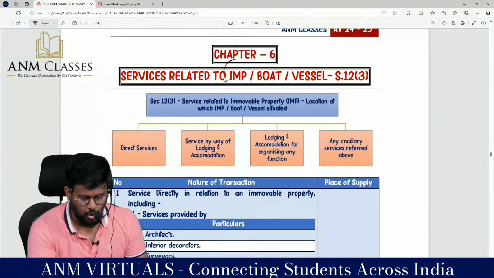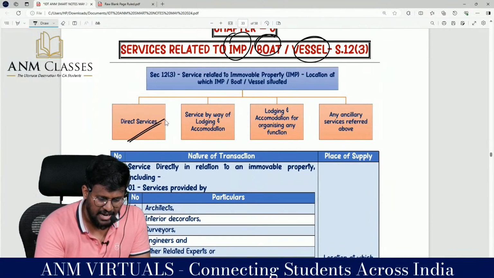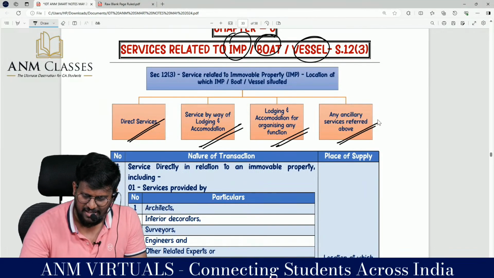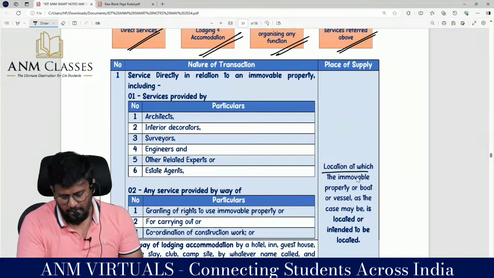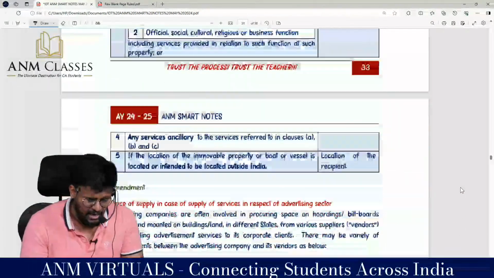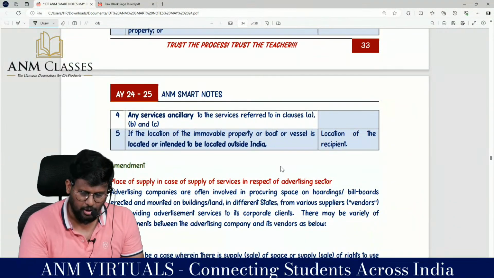12(3): service relating to immovable property, boat or vessel. Yes, sir. Service classified into 4 categories. Yes, sir. Direct services, services by lodging or accommodation, for organizing any function, any ancillary. Yes, sir. Location where the immovable property is situated or intended to be. Yes, right. Yes, sir. Whereas if both the service provider and service recipient are situated in India, the immovable property is located or intended to be located outside India.